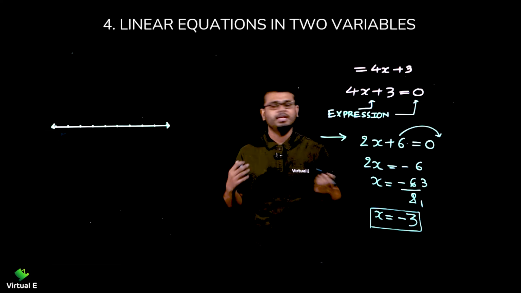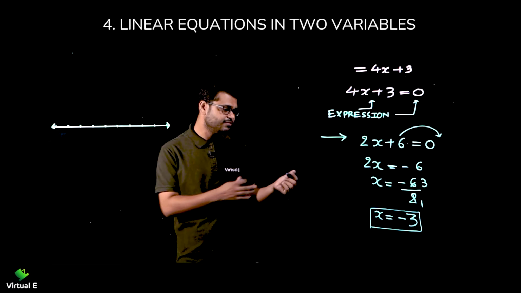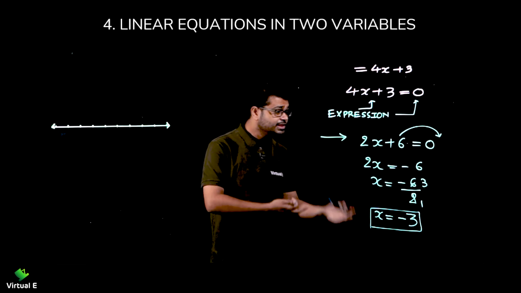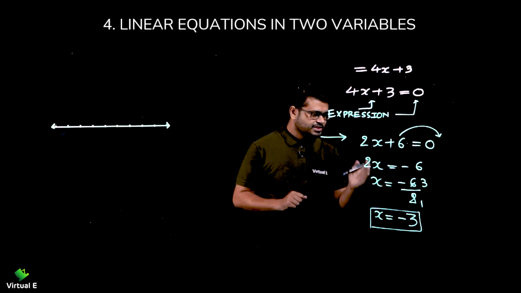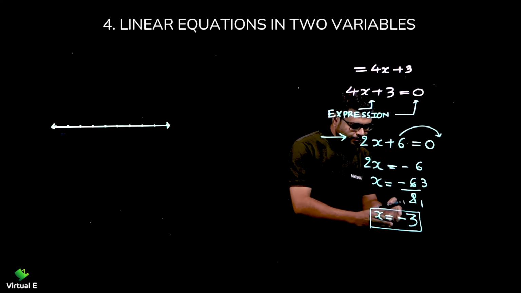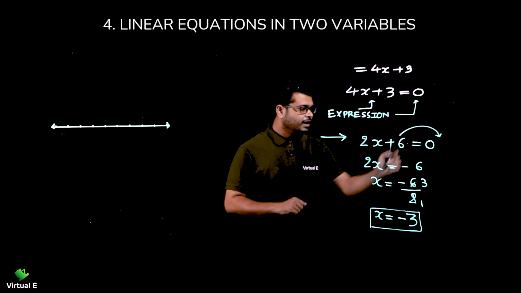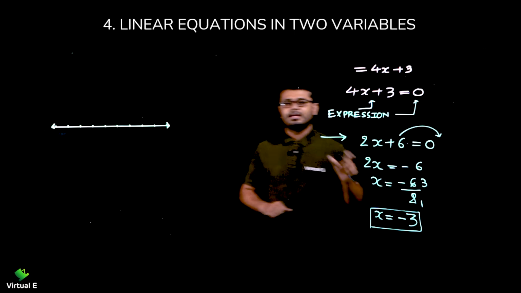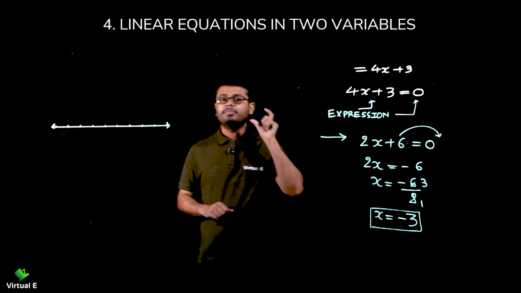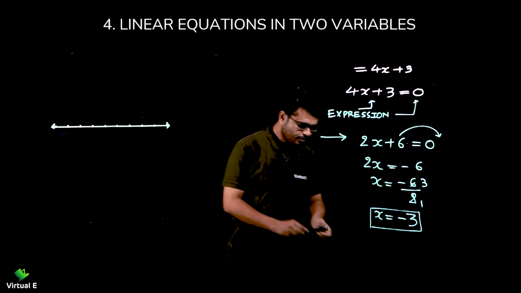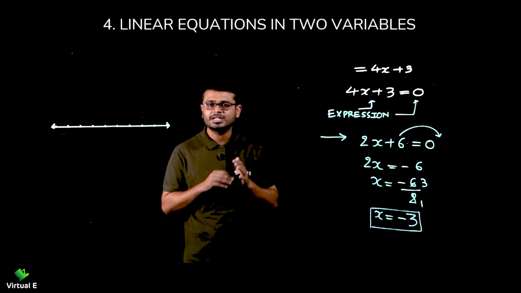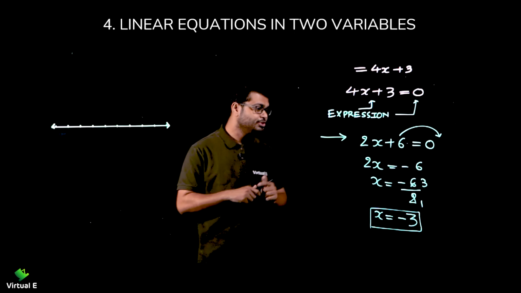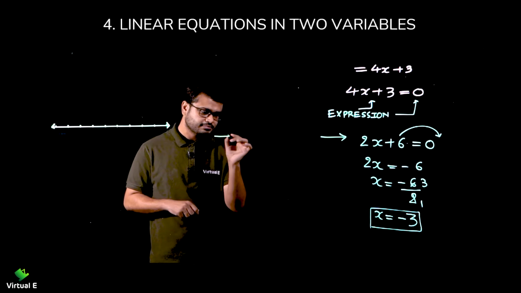Now what does it mean as well? x is equal to minus 3, I know. But what is the relation with this equation? It means that if I substitute the value x is equal to minus 3, I will get the answer as 0. That is the meaning of this solution. Many people know what the solution is and how to get the solution, but the meaning of the solution plays a very important role. Let me show you that as well.